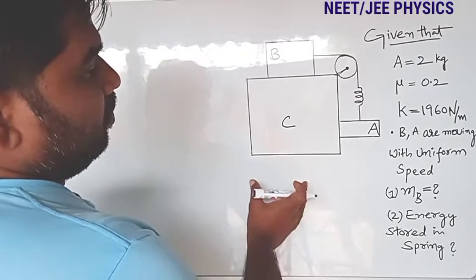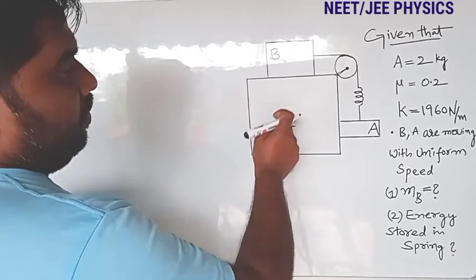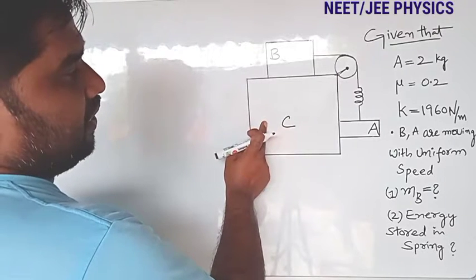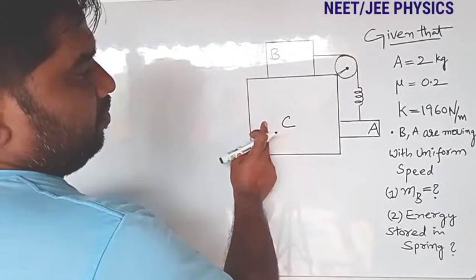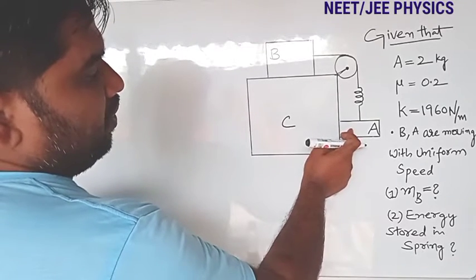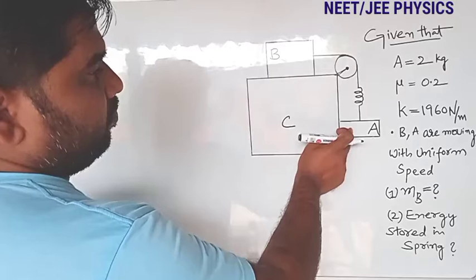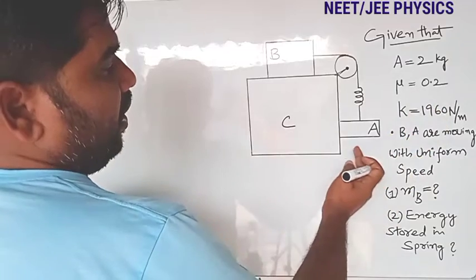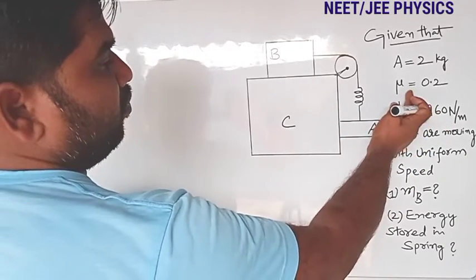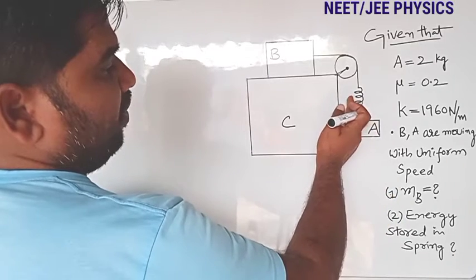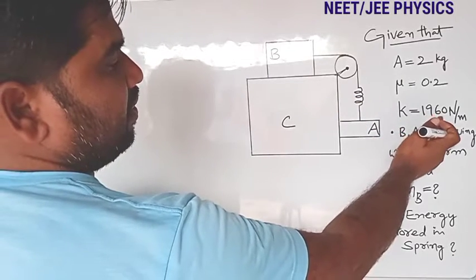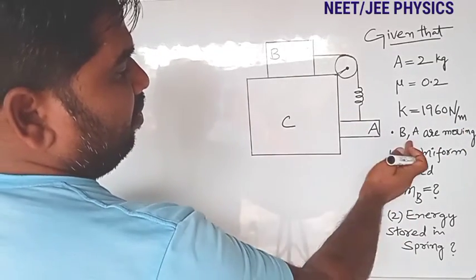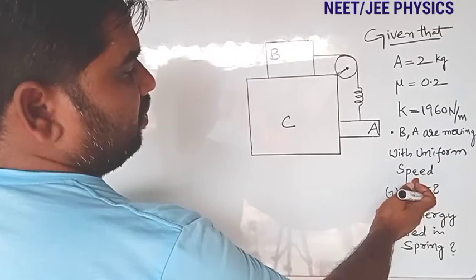Look at this problem. On block C, blocks B and A are moving with uniform speed over the surface of C. B is sliding in the horizontal direction, and A is sliding vertically downward over C. The mass of A is 2 kg, mu equals 0.2, and the spring constant K is 1960 Newton per meter. Blocks B and A are moving with uniform speed.